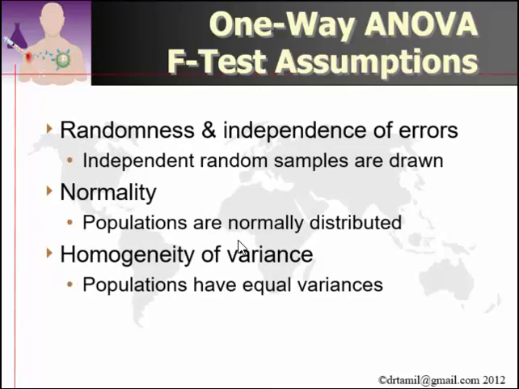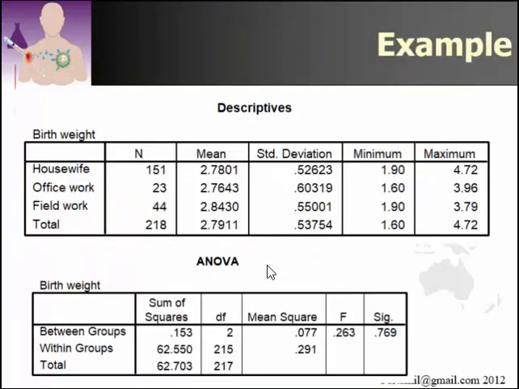So, the data must be normally distributed, with equal variances. Okay, they are independent of each other. Same thing like that. So some examples that you can do.